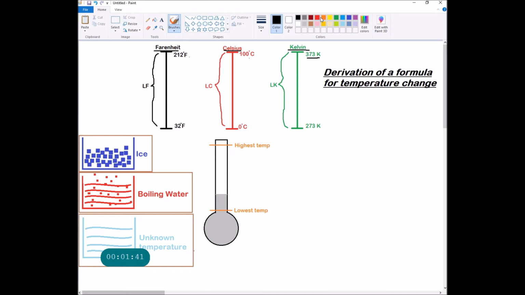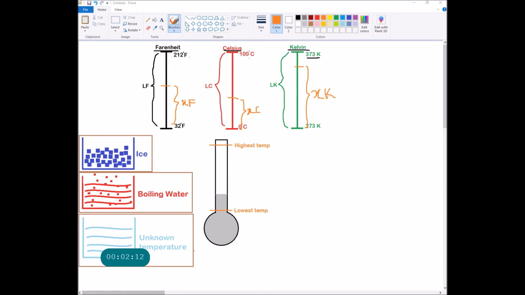But what if I dip this same vessel into the water which has some unknown temperature? I might get the reading on the Fahrenheit scale somewhere over here, on the Celsius scale somewhere over here, and on the Kelvin scale somewhere over here. So how do we derive a formula that will help us understand the relation between these three measurements? So let's start.